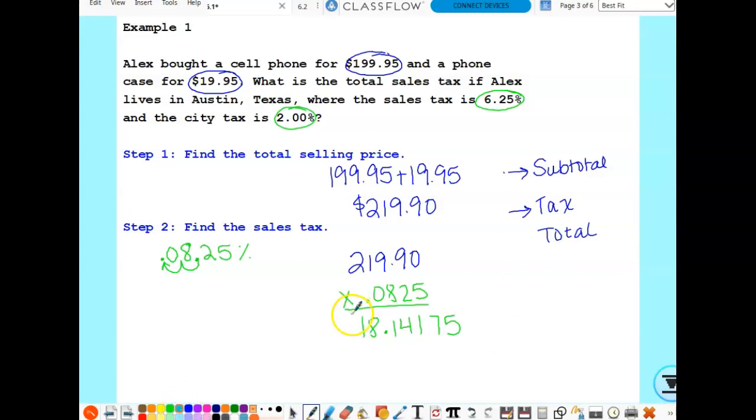Now, we are dealing with money, and when we deal with money, we only take the two decimal places, but we have to make sure that we round correctly. In order to round correctly, we need to look at the number directly after the last digit in our cost. If this number is 5 or above, then the amount is going to bump up by a penny. If it is 4, 3, 2, 1, or 0, then the number is going to stay exactly the same. Since this is a 1, our tax amount is going to be $18.14.